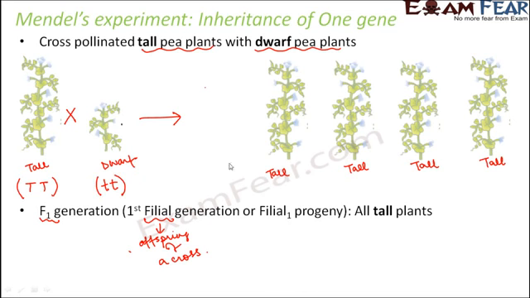Now, what about these which were produced? That we will see a little later, how we know what exactly is contained in their alleles. But the result was that in the first generation, all the plants were tall.